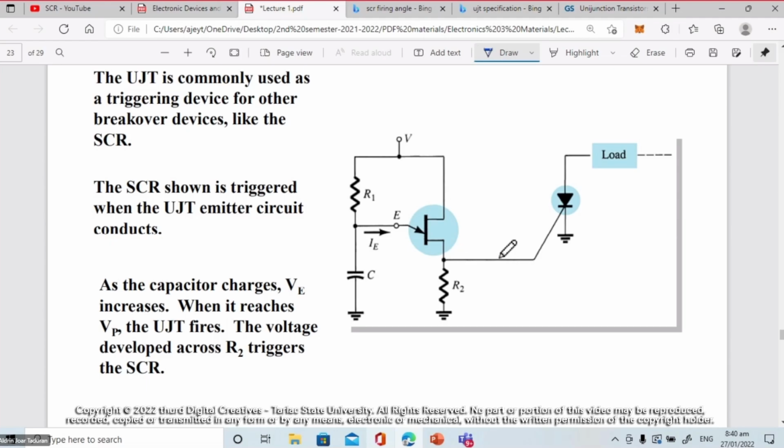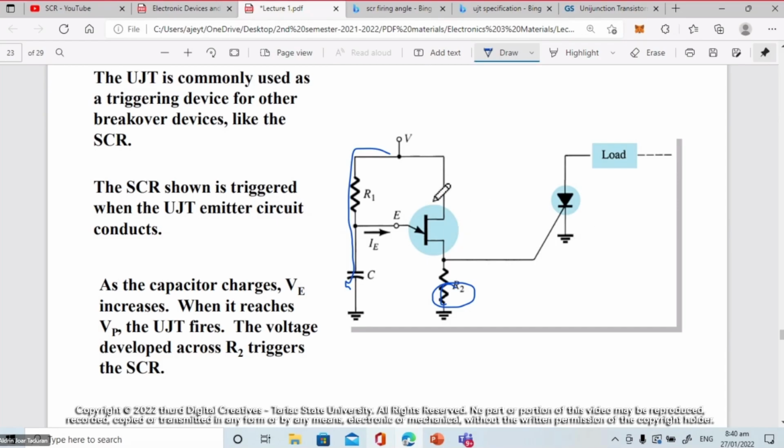Okay, the SCR shown in this triggers when UJT emitter circuit conducts as the capacitor charges. Okay, when yung voltage natin increases, kasi kailangan ma-charge tong capacitor, di ba, magsusupply, so mag-charge muna yung capacitor, doon pa lang magkakaroon ng current across IE natin. Okay, so when it reaches a conduction level, okay, when it reaches VP, the UJT fires, the voltage develops across the R2, kung ano man yung voltage drop across the R2 will be the input of your gate. Okay? Yan.